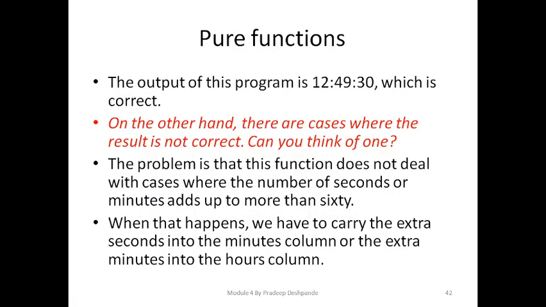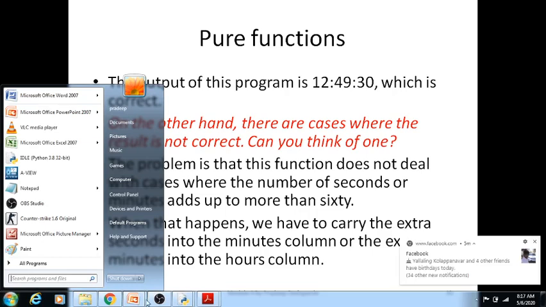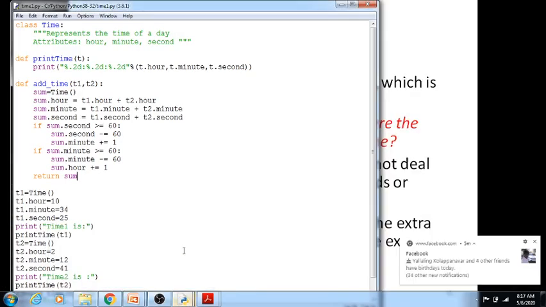So let us try to execute this particular program. This is the program I am speaking about. We have defined the class Time here. Attributes of the Time are hour, minute and second. We are printing the time here, and adding the two time objects as I said.